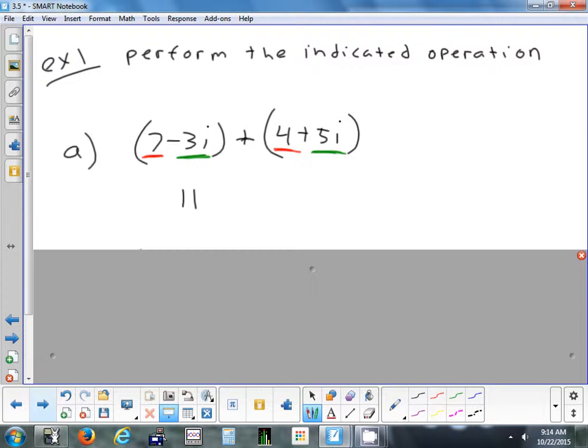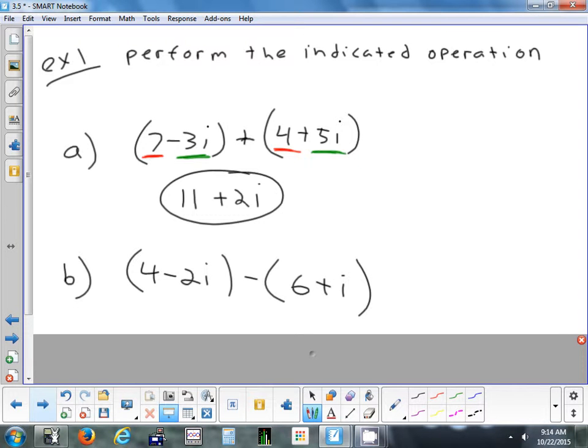Okay, Eric, what's the imaginary part of the first number? Minus 3i. Just minus 3. Yeah, minus 3. And the second one? Plus 5. What's minus 3 plus a positive 5? 2. And it's the imaginary part, so what do we put? I. That's it. Okay, it's 11 plus 2i. Any questions on adding complex numbers?